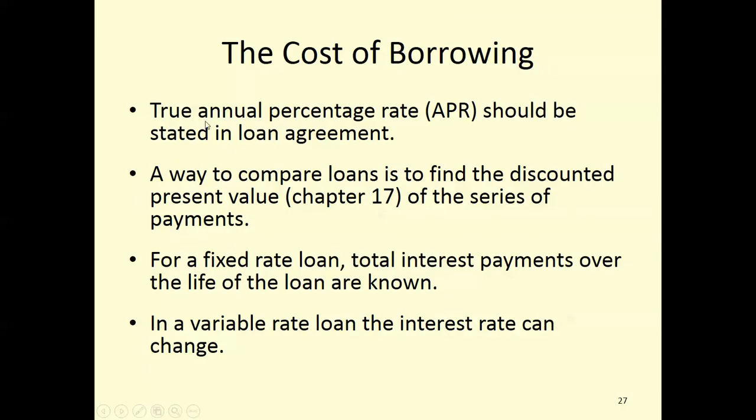Okay, let's look at the cost of borrowing. True annual percentage rate should be stated in a loan agreement. A way to compare loans is to find the discounted present value of the series of payments. For a fixed rate loan, total interest payments over the life of the loan are known. In a variable rate loan, the interest rate can change. Okay, that's another type of loan: fixed rate loan versus variable rate loan. A fixed rate loan has the same interest rate throughout the life of the loan. A variable rate loan is exactly what it says. The rates can vary.